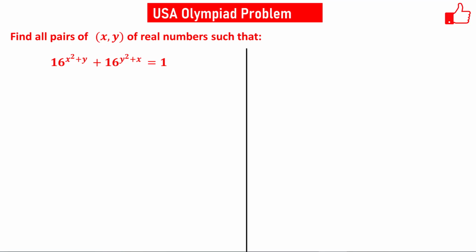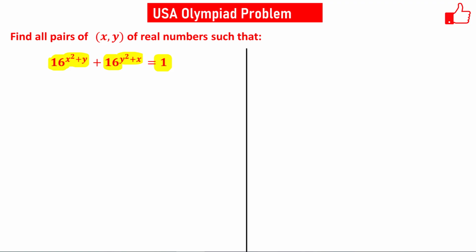Hello friends, in this problem we have been given an equation and you have to find the value of x and y that satisfy this equation, and x and y are real numbers. The equation is 16 raised to the power x square plus y plus 16 raised to the power y square plus x, and this is equal to 1.